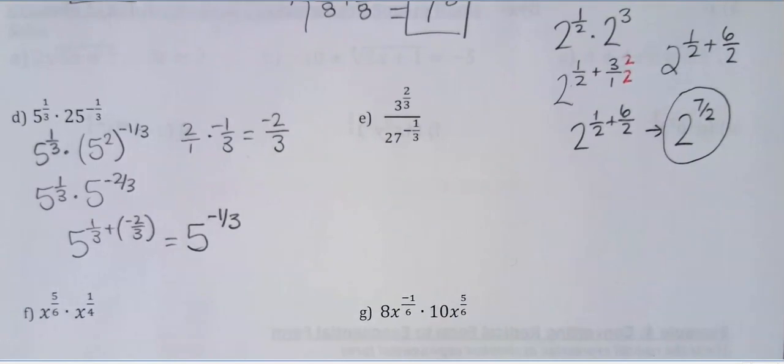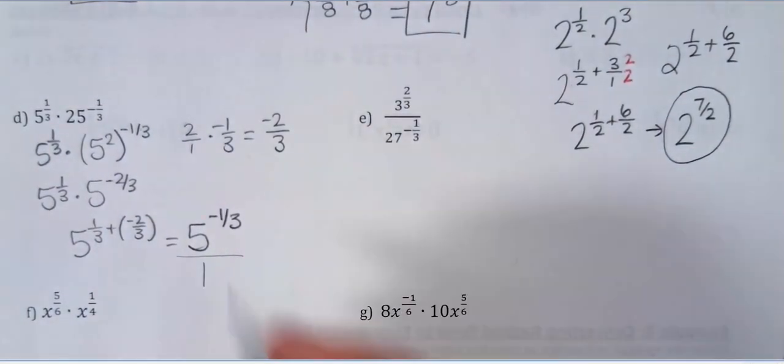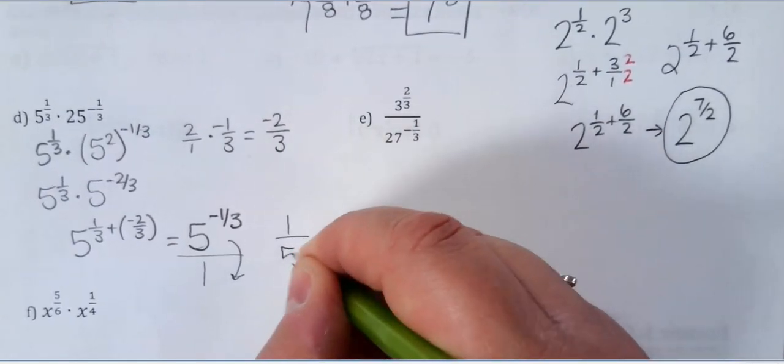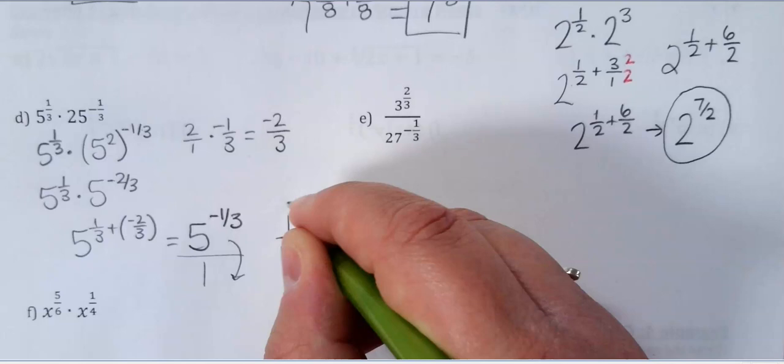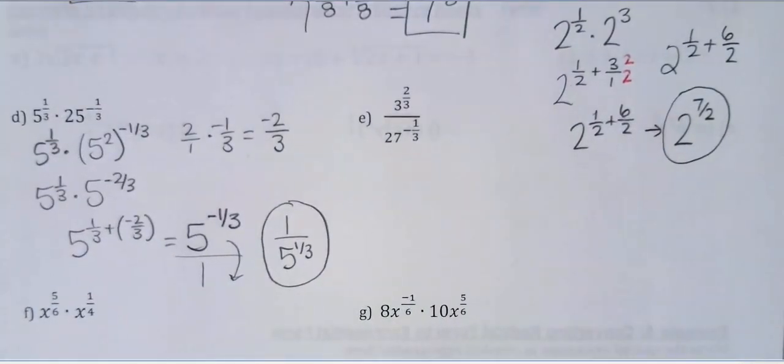Now, negative exponents are not considered simplified, so all I have to do to get rid of that is turn this into a fraction real quick. I'm just going to scooch this to the bottom, move it and lose it, and I lose the negative exponent, and then I'm considered simplified. So I would write that as 1/5 to the 1/3. Negative exponent does not mean negative number.